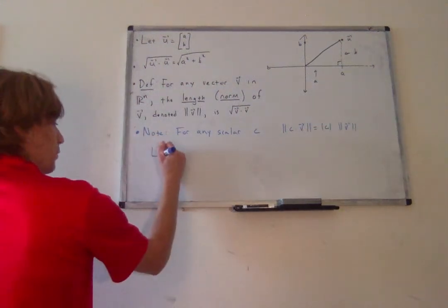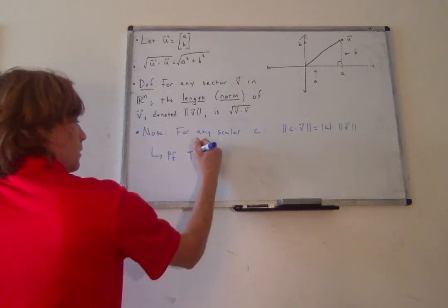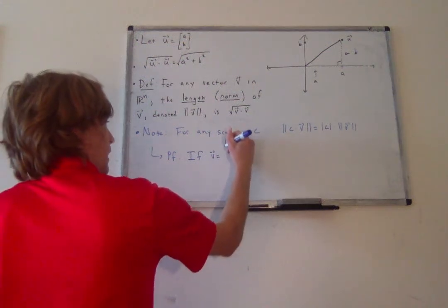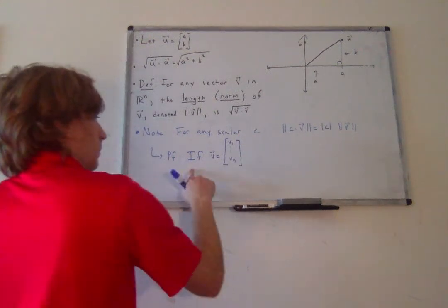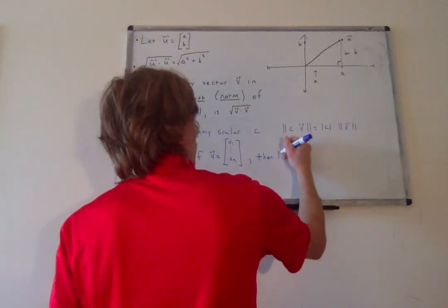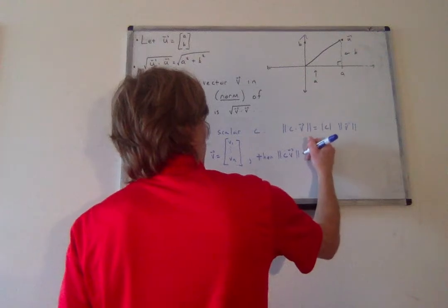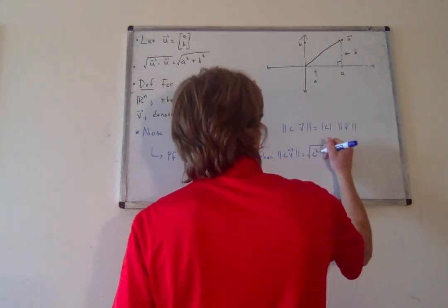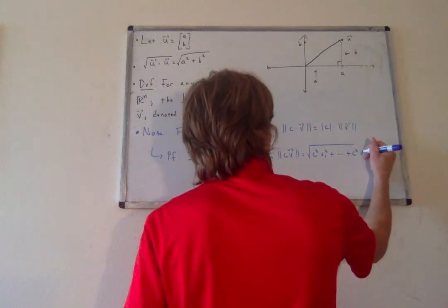So a quick proof of this: if v is a vector of length n, whose entries are v1 through vn, then the norm of c times v, c is a scalar, so it doesn't make sense to talk about the dot product of c and v, notice is equal to the square root of c squared v1 squared plus up to c squared vn squared.